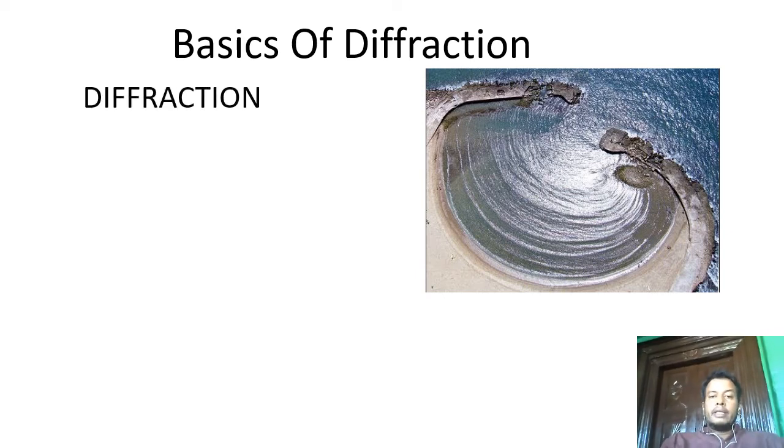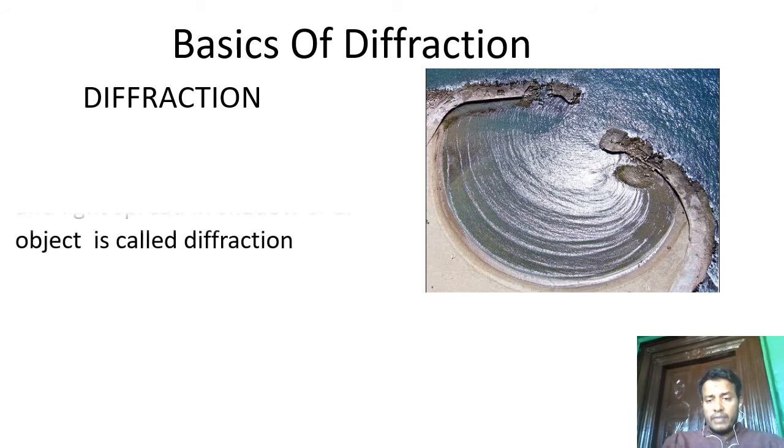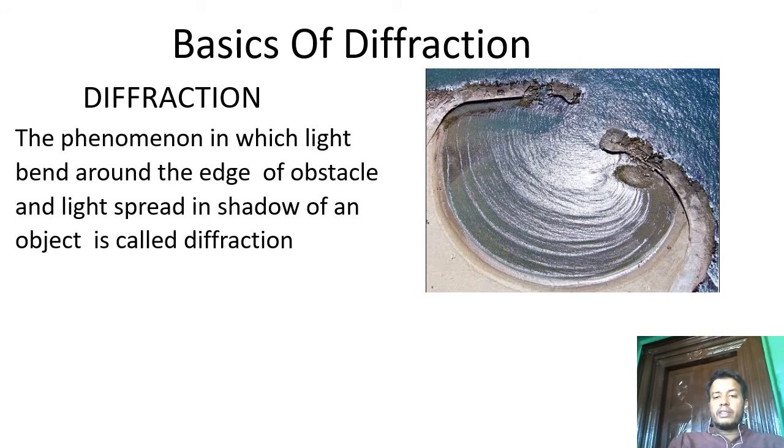So what is the definition of diffraction? It is the phenomenon in which light bends around the edge of an obstacle. Where an obstacle is reached, the light bends at the corner and spreads into the shadow of an object. When light travels in a straight line it creates a shadow, but at the edge the light is bent around it.